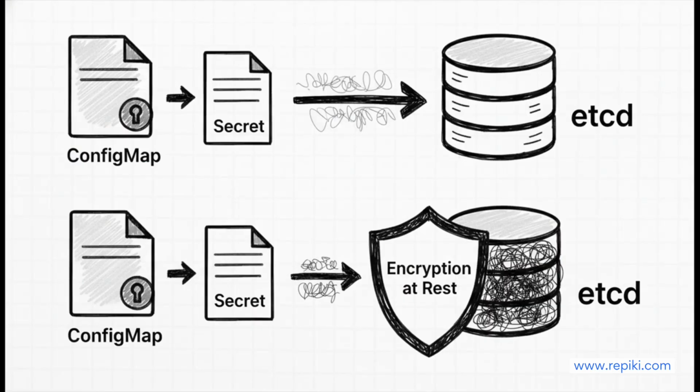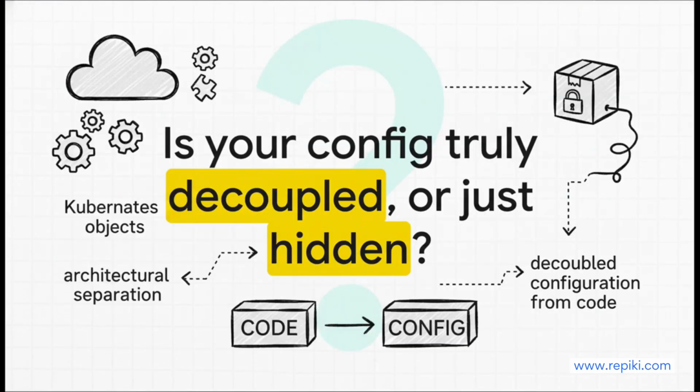And one final critical security myth that we have to bust. Base64 encoding is not encryption. All it does is make sure the data doesn't get garbled. By default, the data inside both config maps and secrets is stored as plain text inside etcd. To truly secure it, your cluster admin has to enable something called encryption at rest, which actually encrypts the etcd database itself.